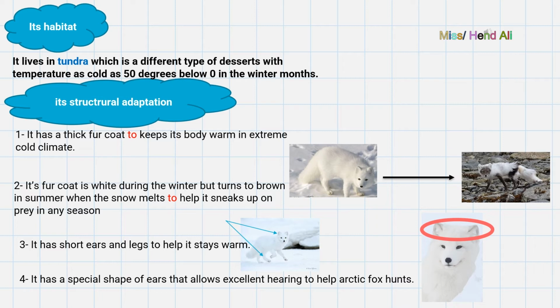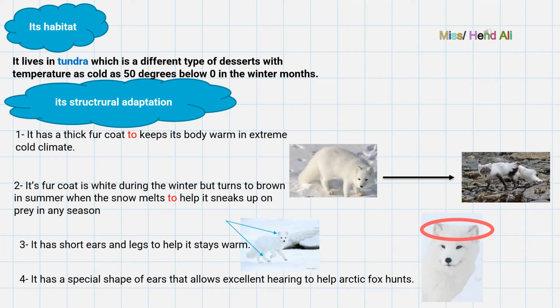To help it sneak up on its prey in any season. So in winter its coat, or its fur, is white, while in summer its fur is brown. In winter, white. In summer, brown. The third structural adaptation is it has short ears and legs to help it stay warm.